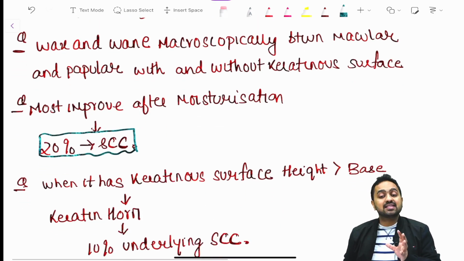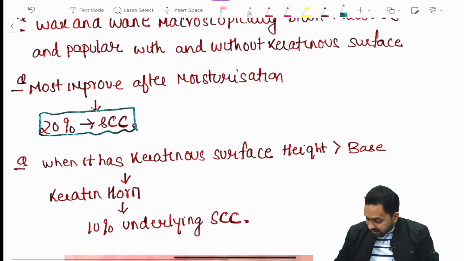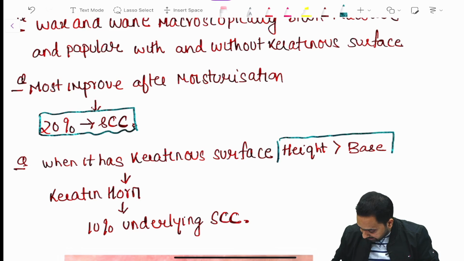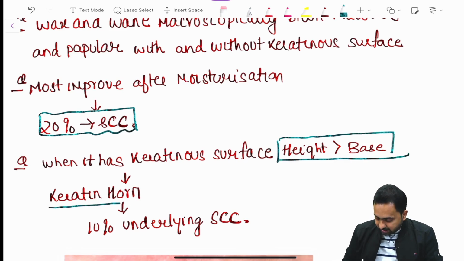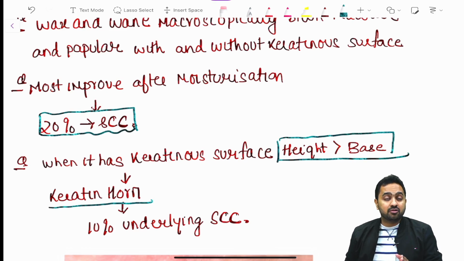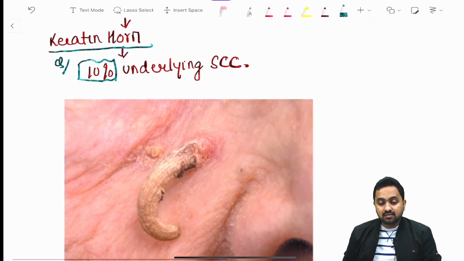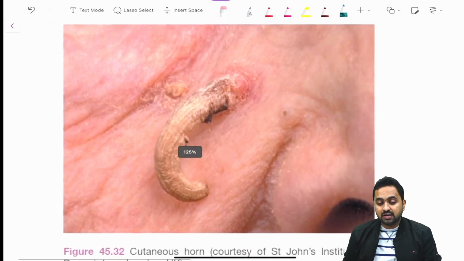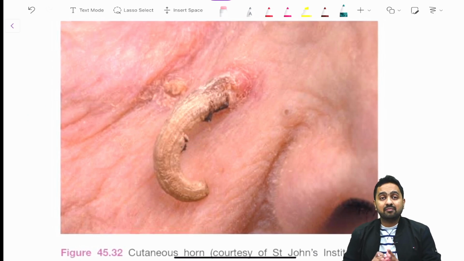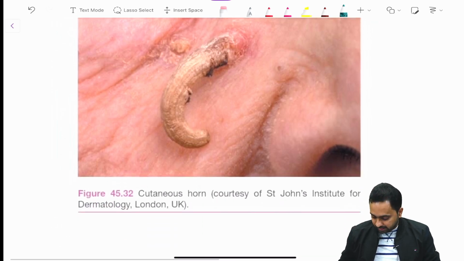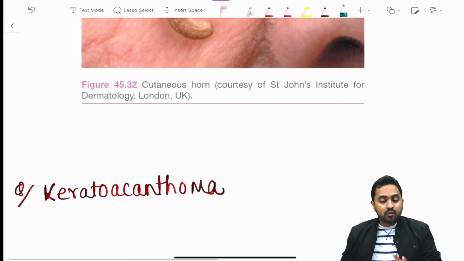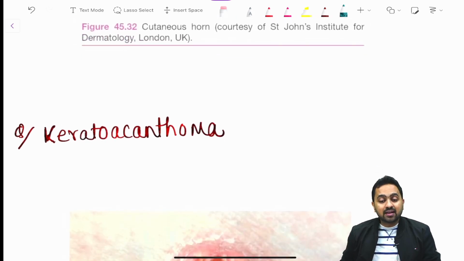When the keratin surface height is more than the base, it forms a keratin horn, and 10% of them have a chance of underlying squamous cell carcinoma. So this is an example of your cutaneous horn. All these images have been taken from your standard textbook Bailey and Love, recent edition, which is your 20th edition, right. Now another important entity over here is your keratoacanthoma.